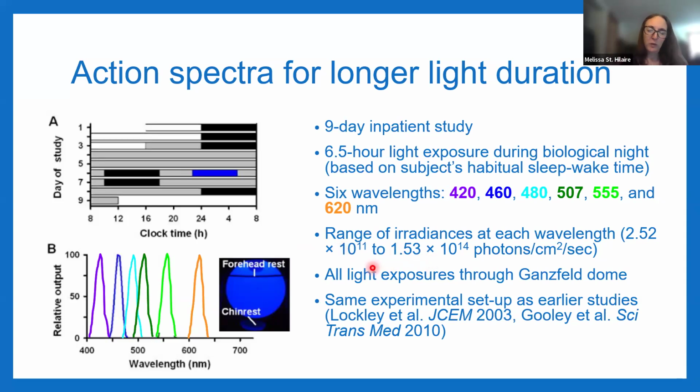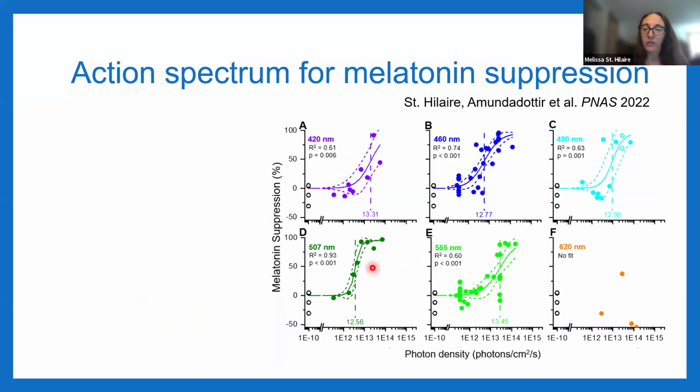And we can talk about the implications, pros and cons of that for data interpretation. And so what we did was we constructed irradiance curves at each wavelength, and here they are for melatonin suppression. You can see plotted here the goodness of fits, but also you can see the ED50 values and the photon density at which those ED50 values occurred.